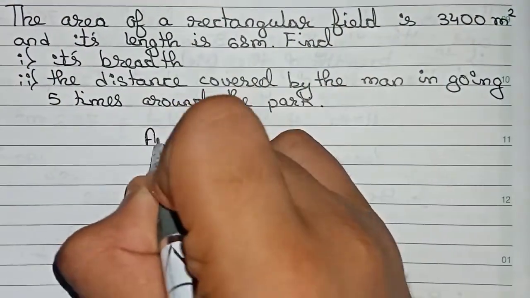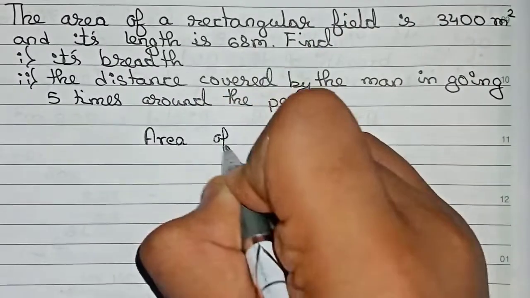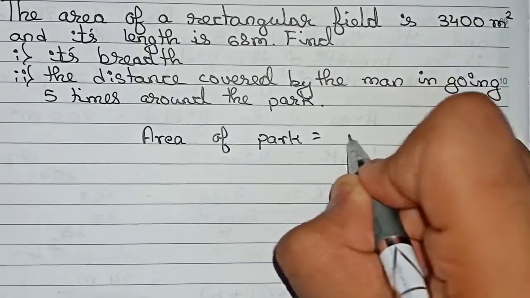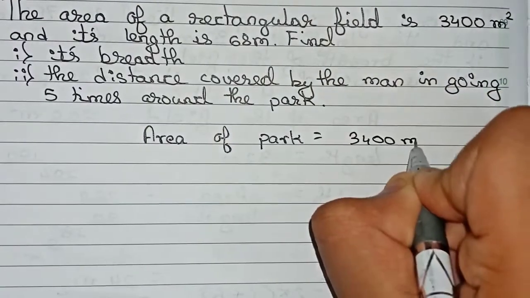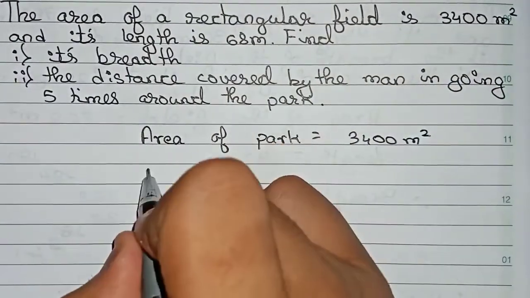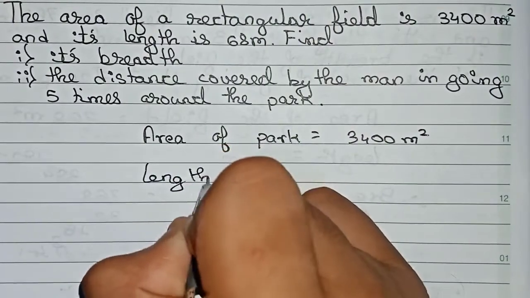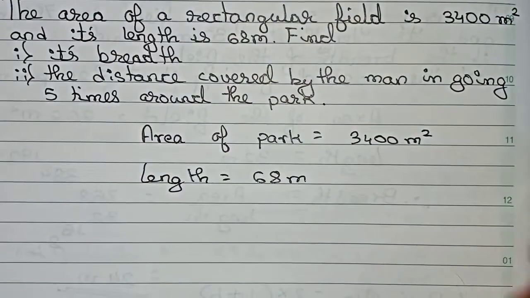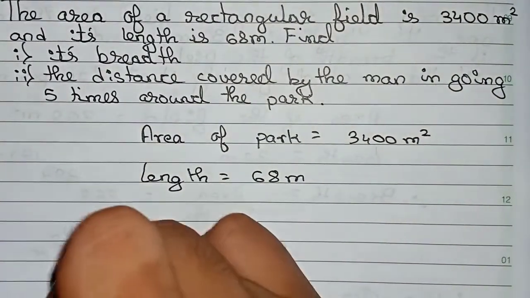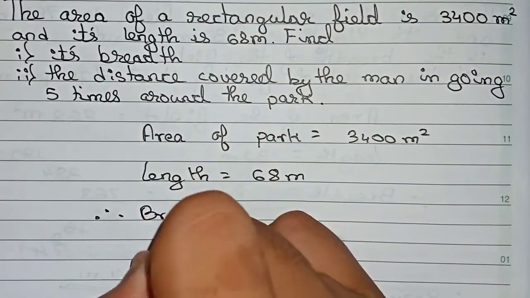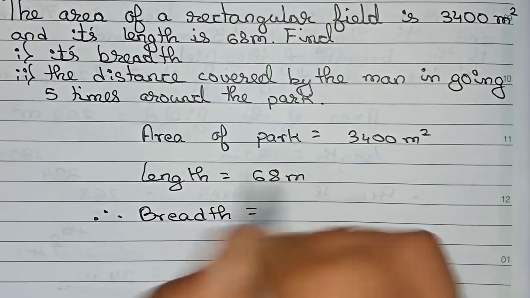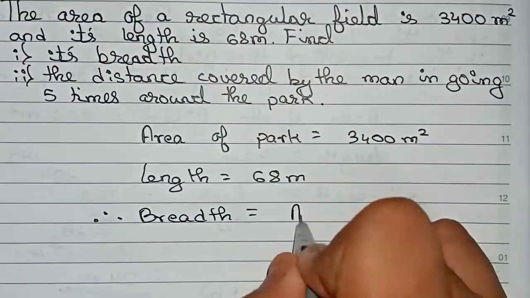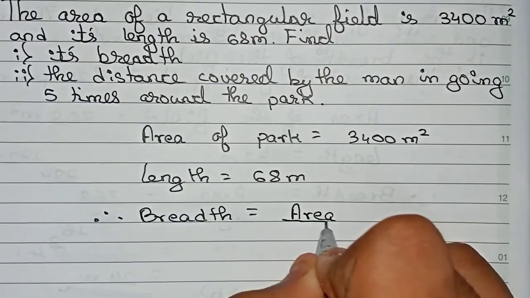So first write the area of the field equals, area of the park. So it is equals to 3400 meter square. So now length equals, it is given 68 meter. So now in the question it is given that we have to find the breadth. So therefore breadth equals, so this is similar to the previous questions, only in this question you have to find the breadth. So breadth formula will be area by length.